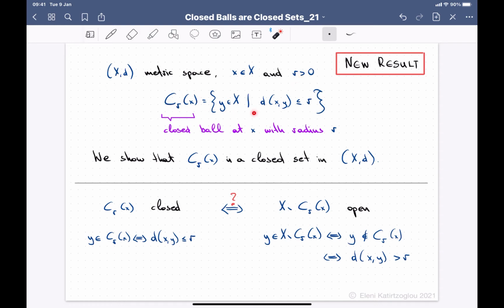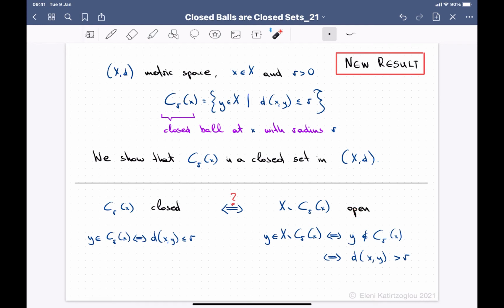This set is called the closed ball at x with radius r. It is the set of all the elements y in X that have distance from x less than or equal to r. And we are going to show that this closed ball is a closed set in the metric space. What does it mean that the closed ball is a closed set? By the definition of a closed set, this means that the complement of the closed ball is an open set in the metric space.